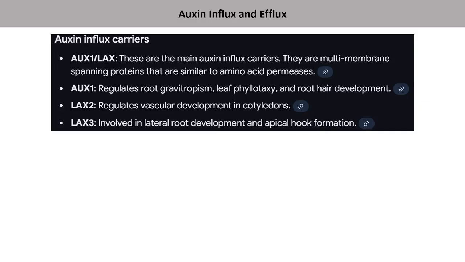So root gravitropism means that when you keep a plant in an upright position, the root will always develop towards the gravity. There was one experiment, and you can find a lot of papers explaining this concept. If you even place the plant horizontally, the root will still start growing towards the direction of the gravity. So this phenomenon that happens inside the plants, where the root will always grow towards the gravity, is called gravitropism. So where root gravitropism, leaf phyllotaxy, and root hair development happen, where auxin influx is required and the carriers are required, it is being done by the AUX1 influx carriers.